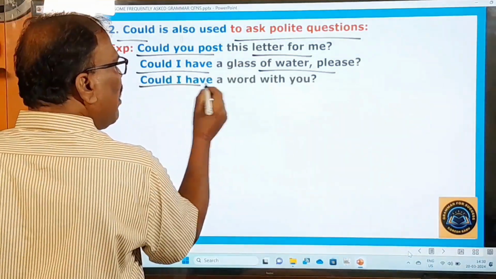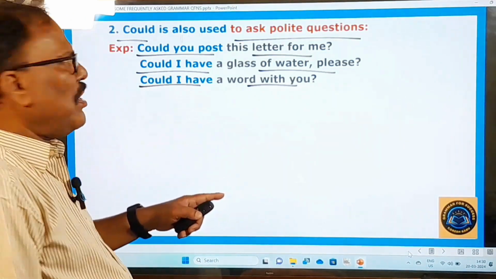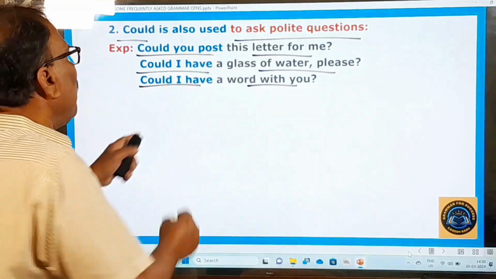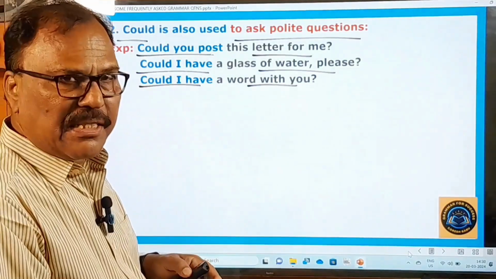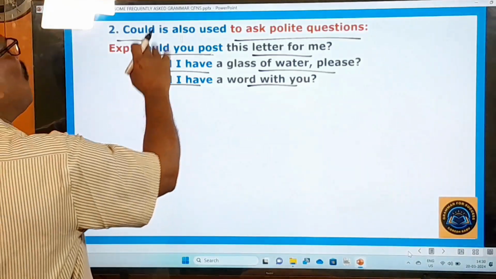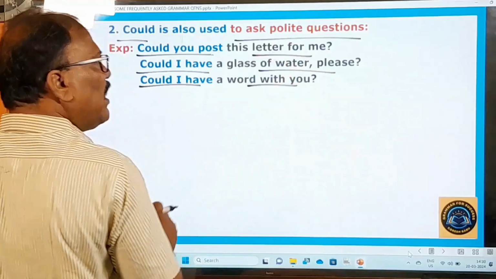So, could I have a word with you? If you say, can I have a word with you, it is less polite. Can you post this letter? If you use can in the place of could, it indicates less politeness. And that's why could indicates more politeness, and therefore could is used to ask polite questions.